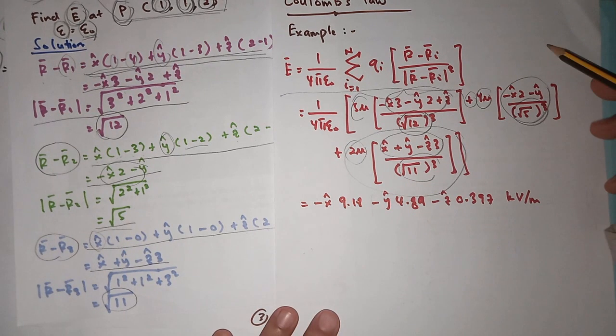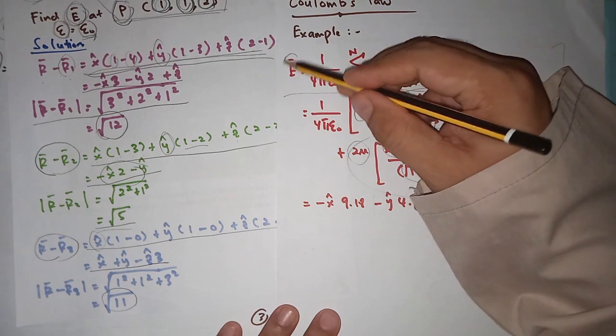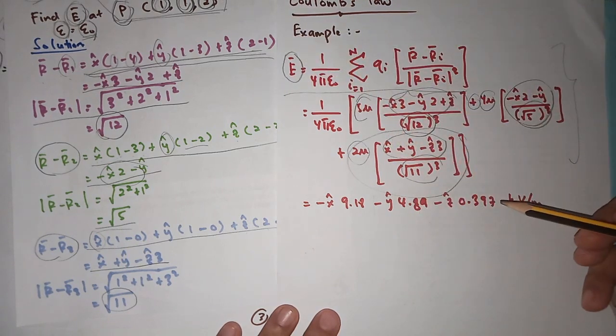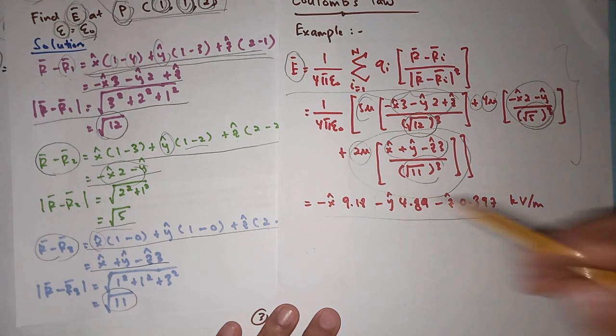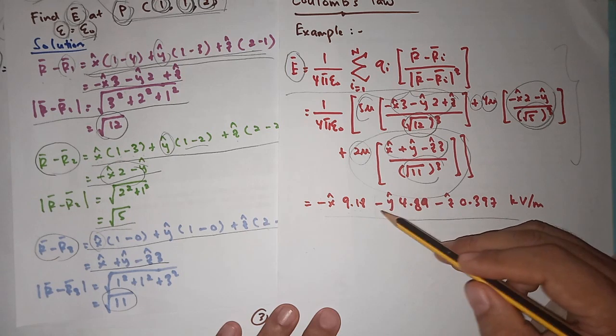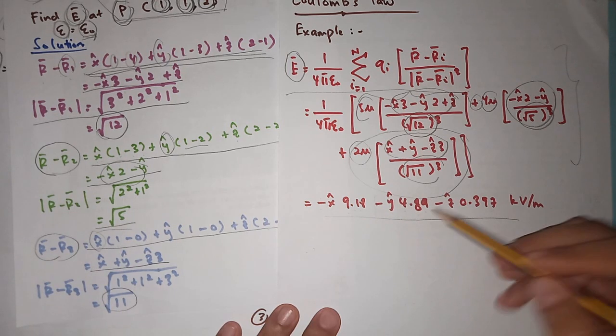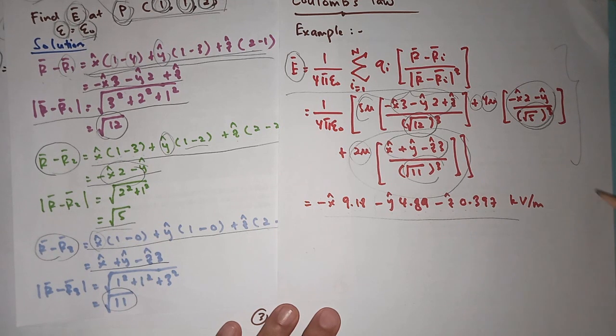So by solving all these expressions, we will have the equation that represents our electric field intensity, given by this vector: minus x cap 9.18, minus y cap 4.89, minus z cap 0.397 kilovolt per meter.